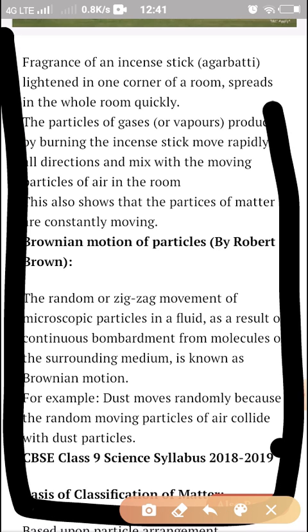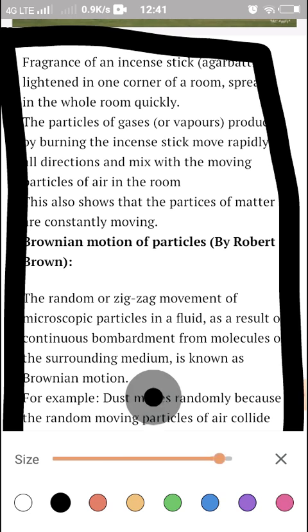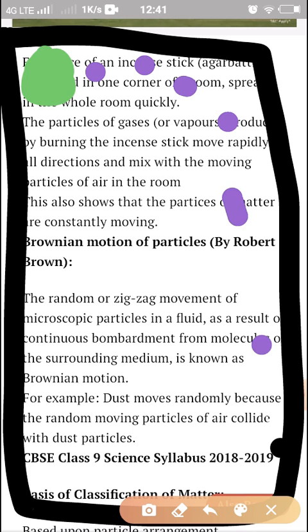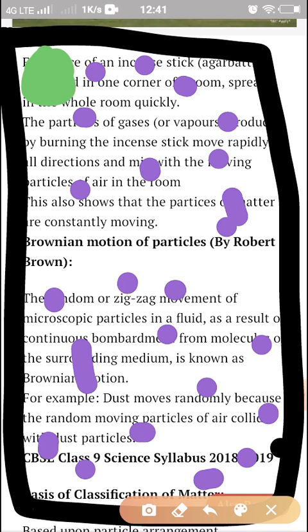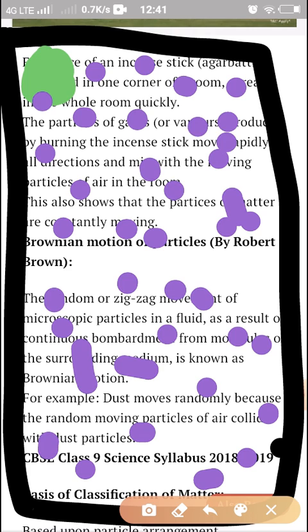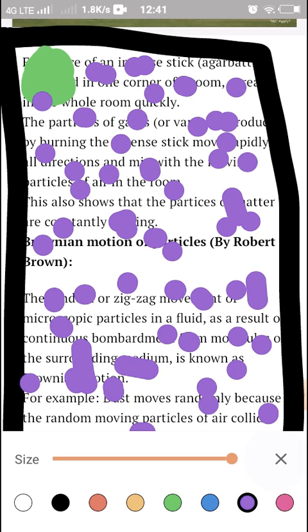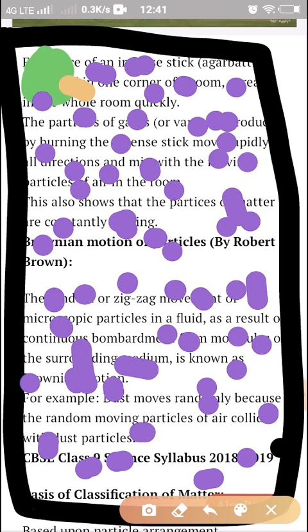Let's take this as one room, and this is the incense stick I have lit in one corner of the room. These are air particles moving all around, right? So when I light it up, the fragrance, or the smoke, let's take this color as smoke.